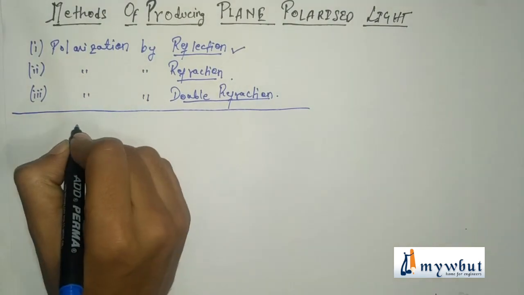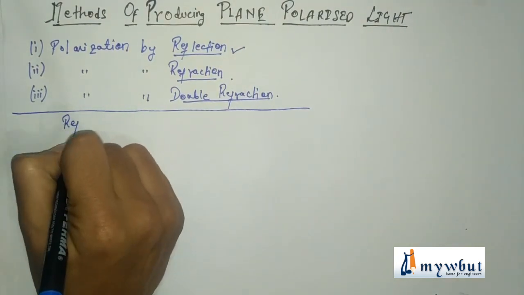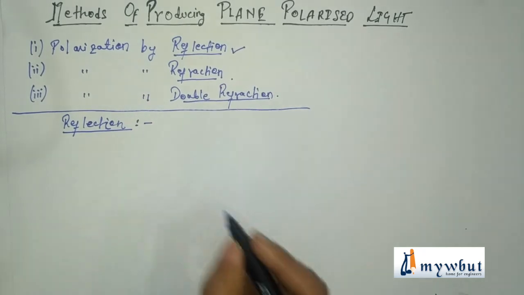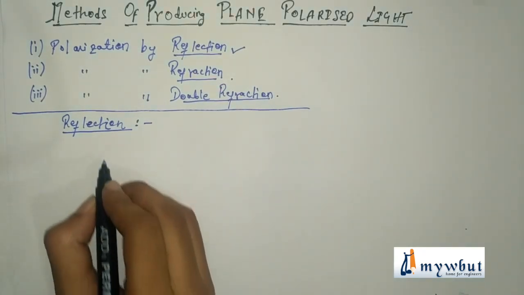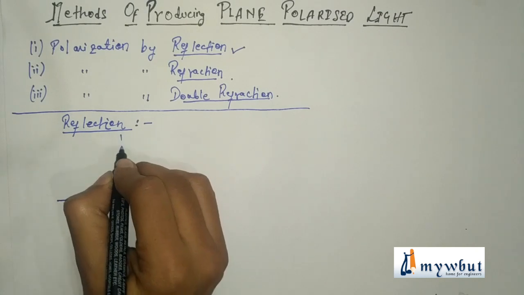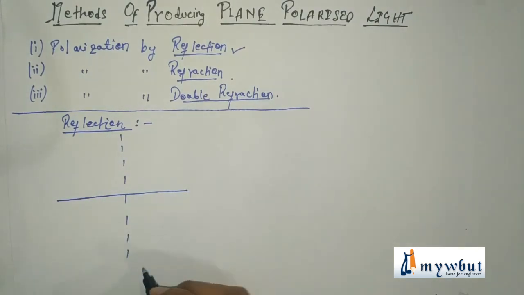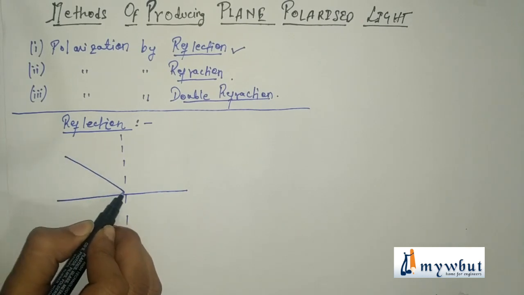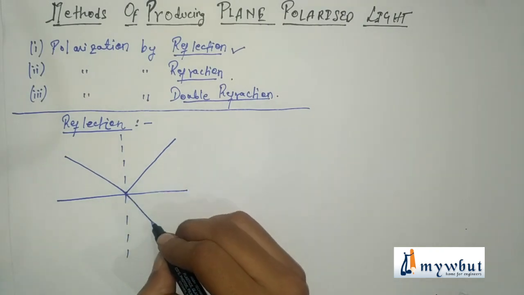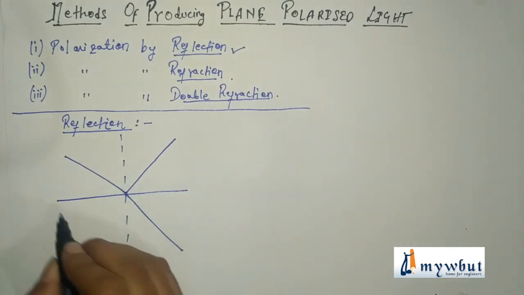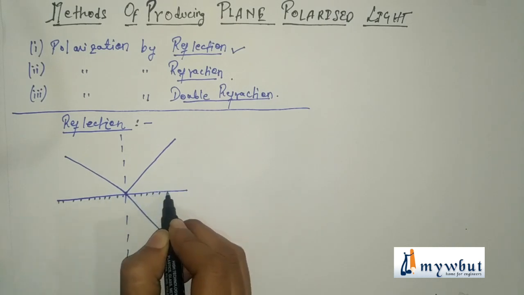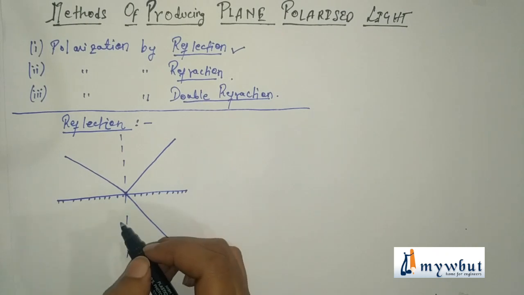So let's begin with the polarization by reflection. To understand this process, we'll be needing a schematic diagram. So let me draw the diagram for you all. Let this be a partially reflecting surface. Let this be the normal to that surface. And this is the incident ray. This one is the reflected ray, and this one is the refracted ray. Remember, since this surface is a partially reflecting surface, it does not fully reflect or fully refract. It partially does both of them.